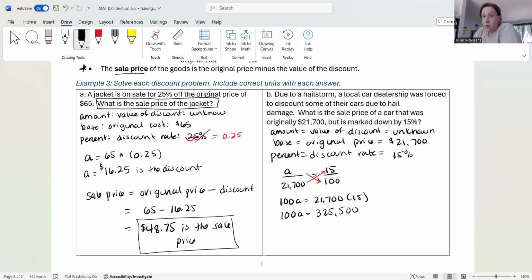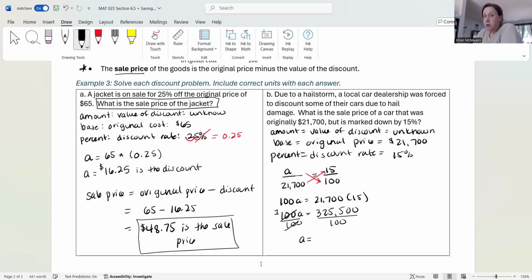We need to get A alone. We want to know the value of the discount. And so right now we have 100 times A. We need to undo the multiplication of 100 and A. And so in math, to undo multiplication, we divide. So we're going to divide both sides by 100. 100 divided by itself on the left is just 1. 1 times A is A.